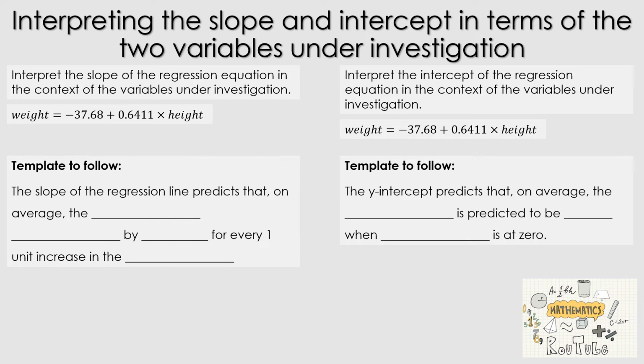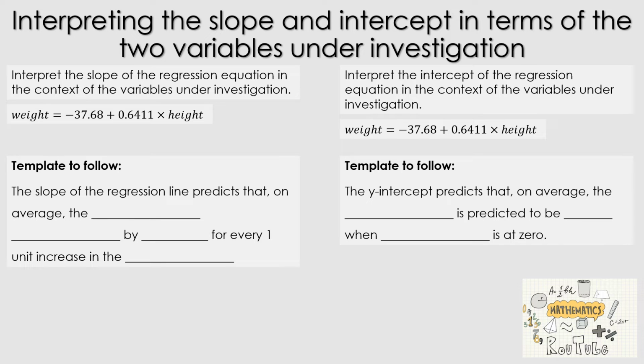Okay, so once we have determined the equation, we can do a couple of funky things like interpret the slope and the intercept in terms of the two variables under investigation. So, for example, in this case, we're investigating the weight and the height. On the left-hand side, just like I did before, I've got a little template for you to follow in terms of the slope and the intercept, but we'll start with the slope. The question says, interpret the slope of the regression equation in the context of the variables under investigation.